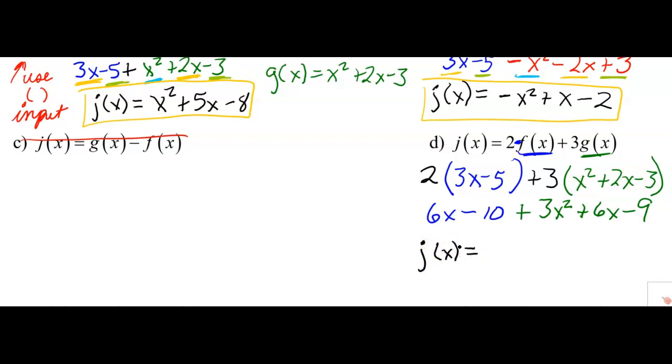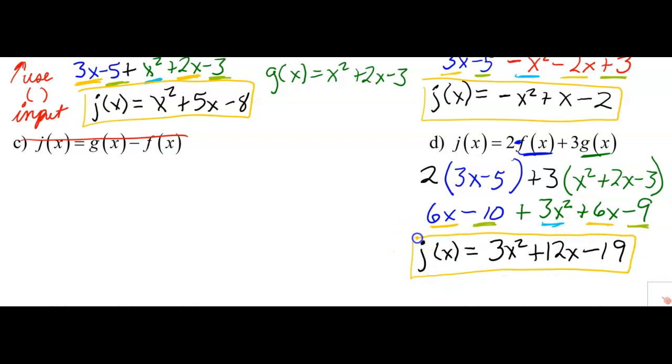So now the process is the same in the end, always simplifying and combining like terms. I have 3x squared, which is my only x squared term. 6x and 6x, so 6 plus 6 here, plus 12x. And then last, the numbers, so negative 10 minus 9, minus 19. And there is my answer.